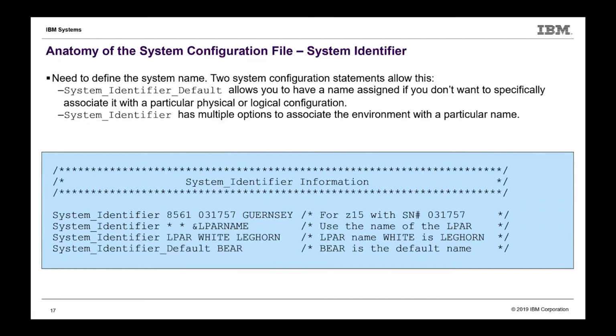Now, in other cases, we want the name to be specific to my environment in one way or another. And so I show you a couple different examples here. The first one is I'm using a machine type and a serial number. So 8561, so a Z15, if it happens to have that serial number, then this system name is going to be Guernsey, right?